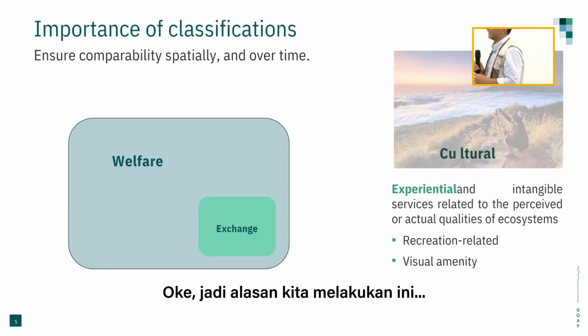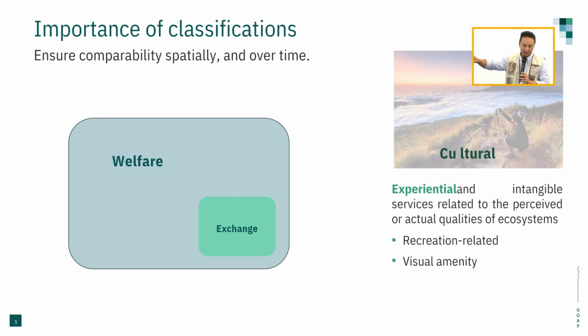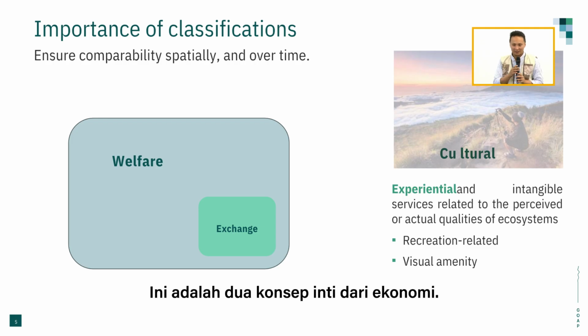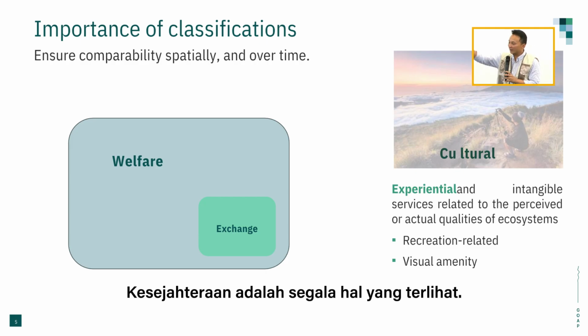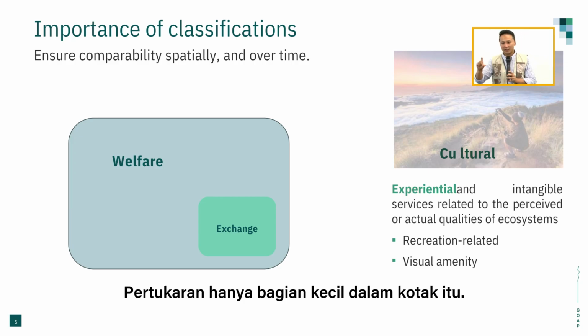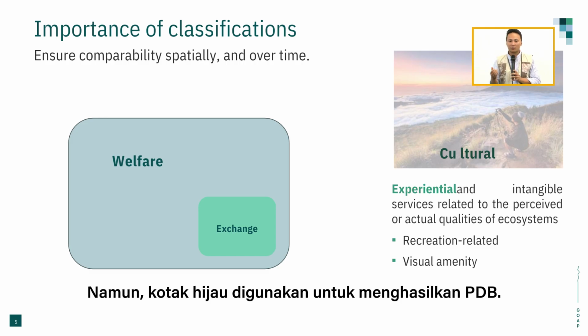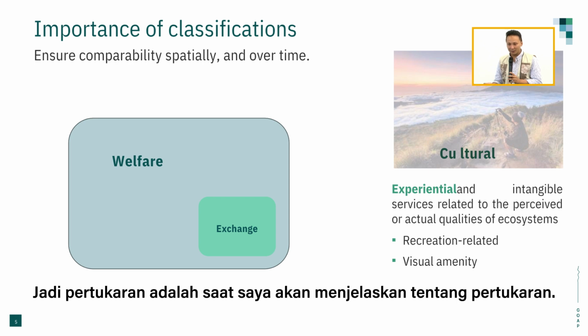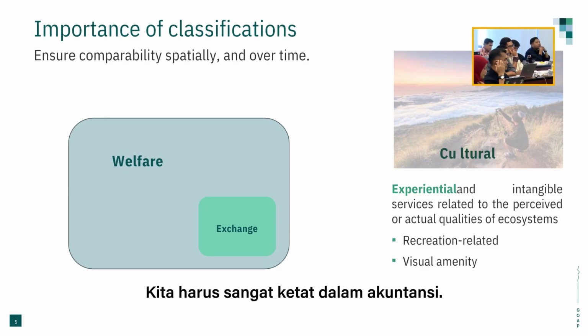Next, please. Okay, so the reason we're doing this, and it got brought up in a few groups, is the importance of these 2 concepts here, welfare and exchange. These are the 2 core concepts of economics for valuation. Welfare is everything. You see, that's why it's a big box. Exchange is only a small part inside of that box. But the green box is what is used to produce GDP. Okay? So the exchange is when, well, I'll explain exchange, but this one, the budaya, is the hardest one to define. We have to be very strict when it comes to accounting.